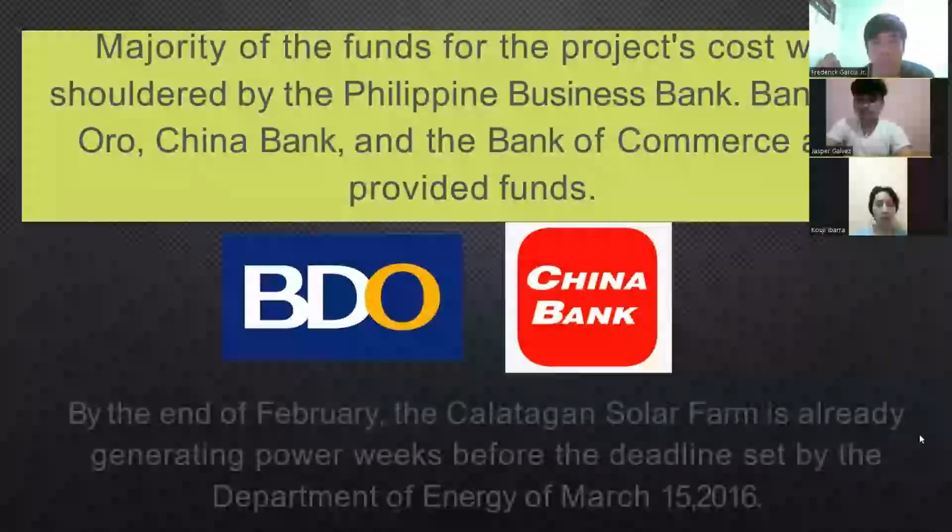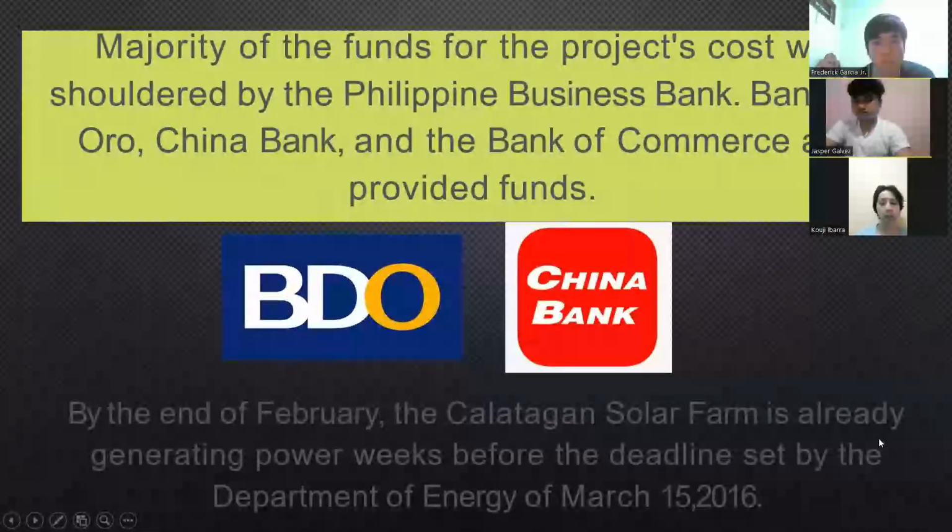So majority of the funds for the project cost was shouldered by the Philippines business banks. So Banco de Oro, China Bank, and the Bank of Commerce also provided funds. So by the end of February, the Calatagan Solar Farm was already generating power weeks before the deadline set by the Department of Energy of March 15, 2016. Thank you.